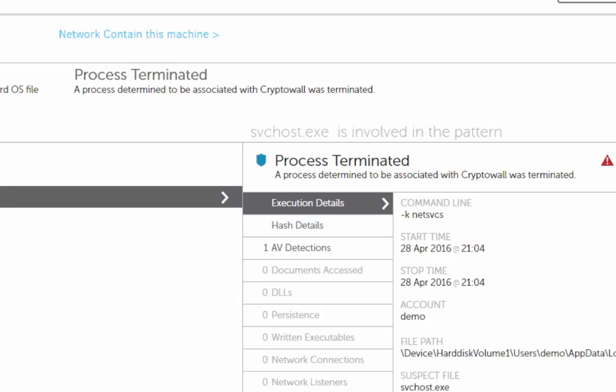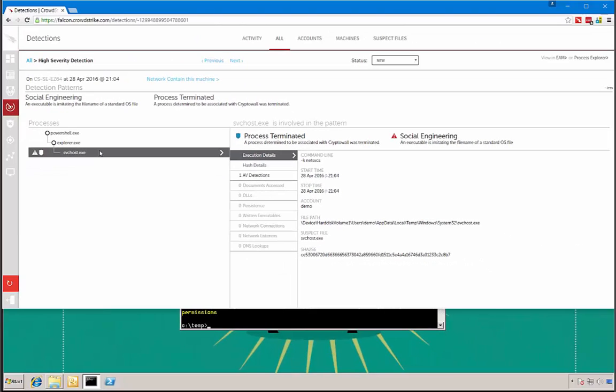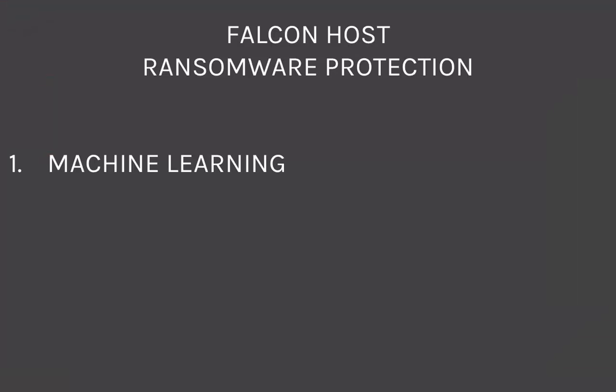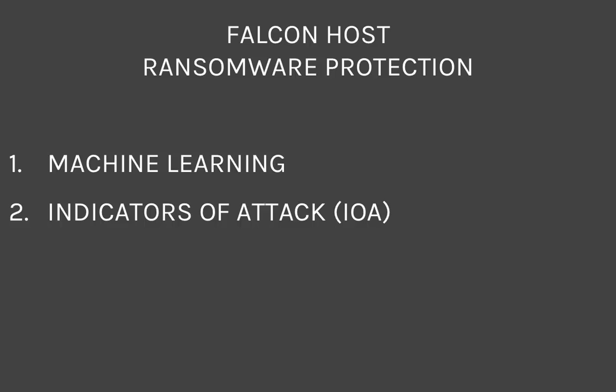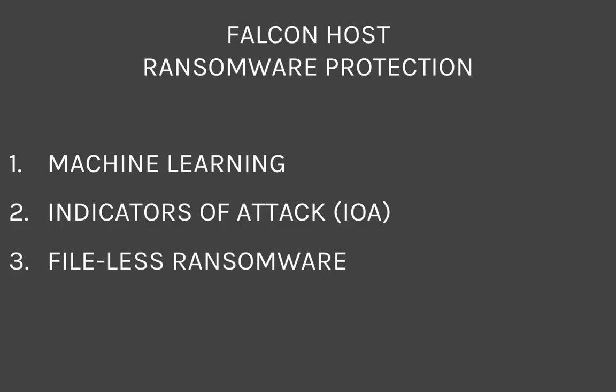We've seen how Falcon Host uses multiple complementary methods such as machine learning and indicators of attacks to block ransomware. And finally, we've seen how Falcon Host blocks ransomware that does not even make use of executables but runs straight into memory.